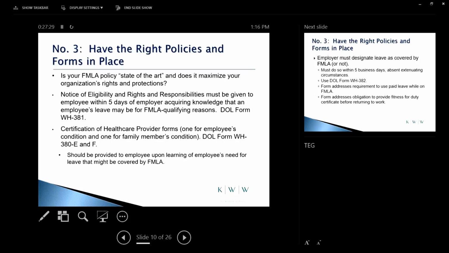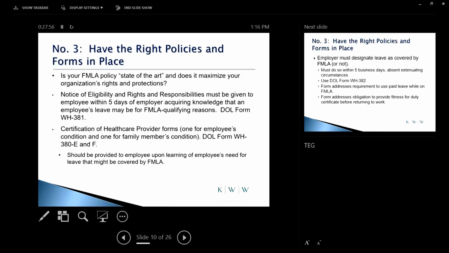So by those forms, I mean the Notice of Eligibility and Rights and Responsibilities. That's DOL form WH-381. And that has to be given to the employee within 5 days of the employer having knowledge that FMLA might be in the picture, that they are missing work or expect to miss work because of an FMLA qualifying condition. So that needs to be timely delivered.